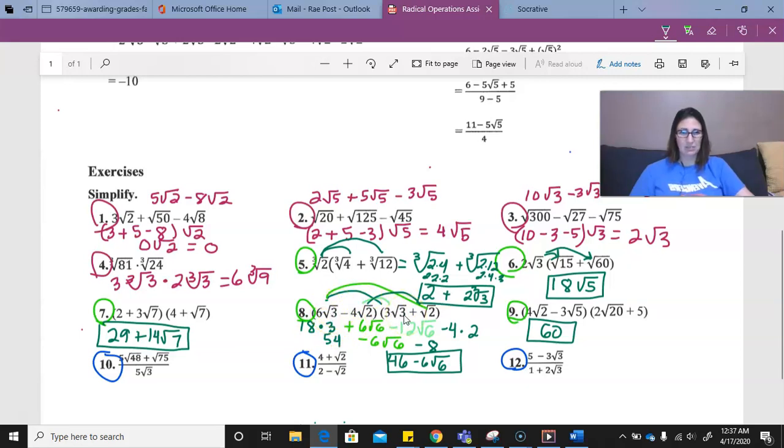What's the square root of 9? 3, right? So I just wrote 18 times 3, and I am going to simplify that down to 54. I try to keep them all the same color, if possible. Okay, so I multiplied my first terms.